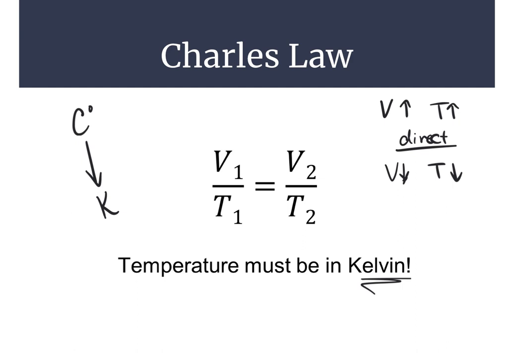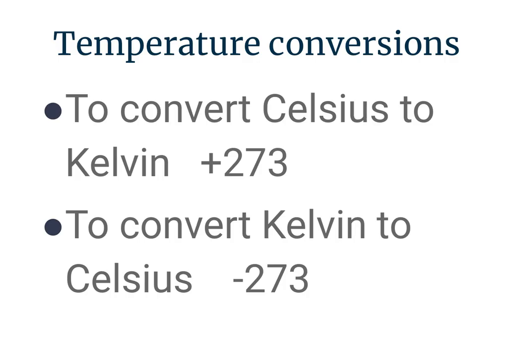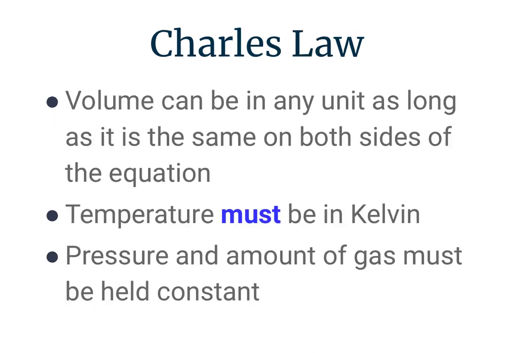In order to convert to Kelvin, it's a pretty easy conversion to do. If you're in Celsius and you want to convert it to Kelvin, you just add 273. If you are in Kelvin and you want to go back into Celsius, it's negative 273. So let's say we have 20 degrees Celsius. In Kelvin, you would add 273. So that would be 293 Kelvin, okay? So it's just as simple as that.